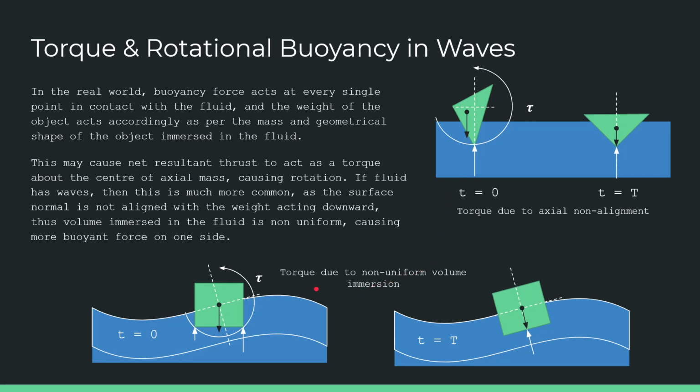Secondly, this same thing can happen if you have a uniform shape but a non-uniform volume immersion. That means, let's say you have a square, which has a uniform shape, but due to waves in the water, one part is submerged more than the other. Here you can see in this image that this particular quadrant is submerged more than the bottom left one. That means there is more volume immersed here. Therefore, rho V g at this point will be much more than rho V g at this point. This causes an imbalance between one side and the other, causing more force to react here, and it causes rotation.